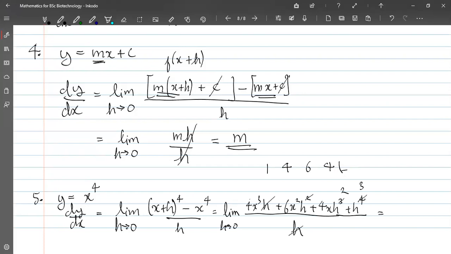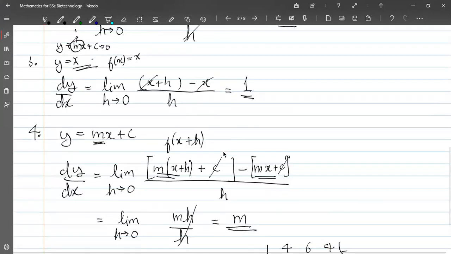And the first term is 4x cube, and all the other terms have at least one power of h in them, one positive power of h in them. So they all become 0 as h approaches 0. So the answer is 4x.